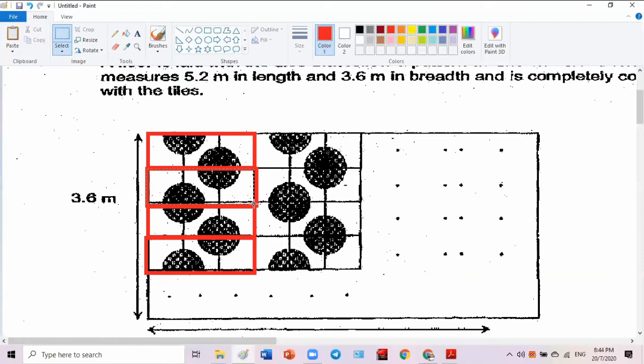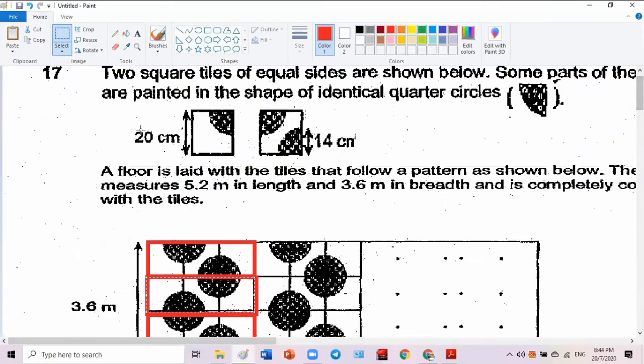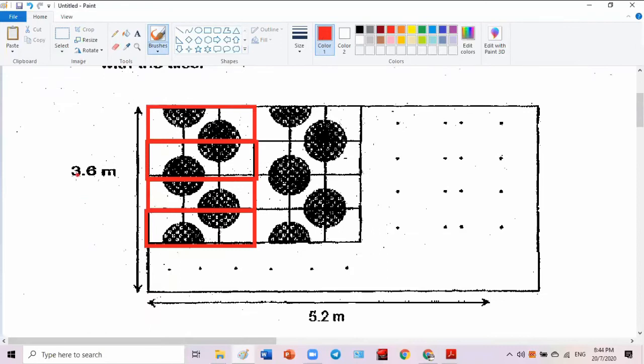3.6 divided by this. 20 cm, right? Each tile is 20 cm. Do you remember? Each tile is 20 cm here. So 3.6 meters is 360 cm, right? So 360 divided by 20. How many rows can I get?